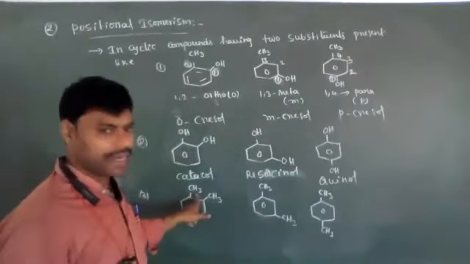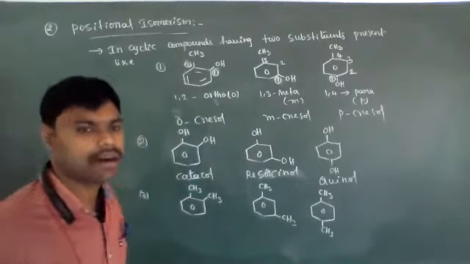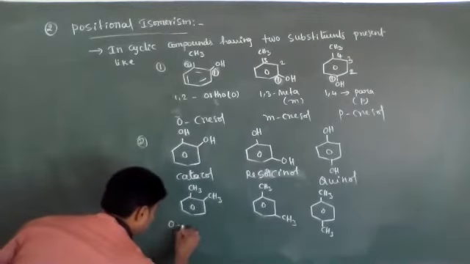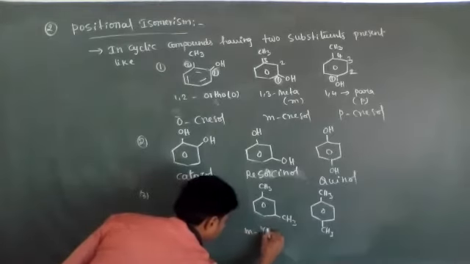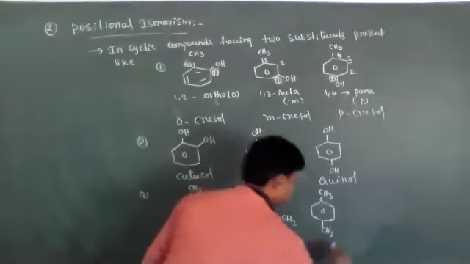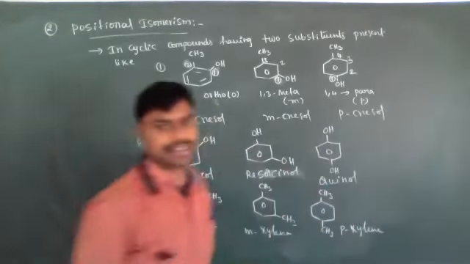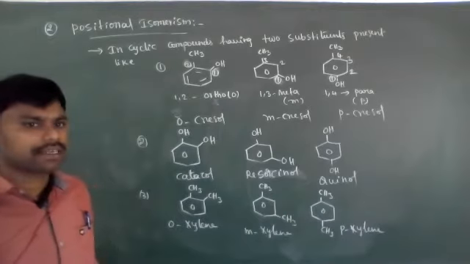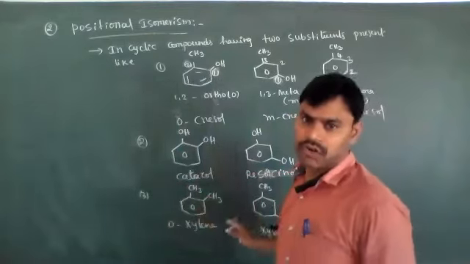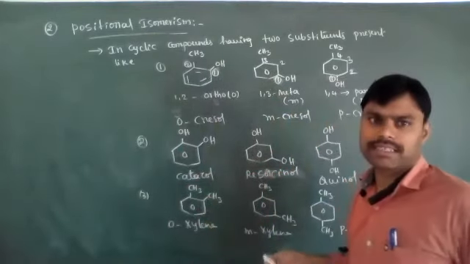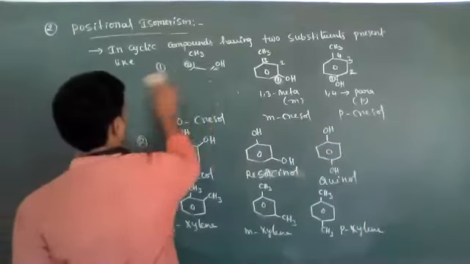Two CH3 groups at 1 and 2 positions, 1 and 3, and then 1 and 4, those compounds are called xylene compounds. It is orthoxylene, this is metaxylene, and this is paraxylene. Very, very important, these common names are very important. All these we consider as positional isomers only. Let's see, I will give you some other examples also.